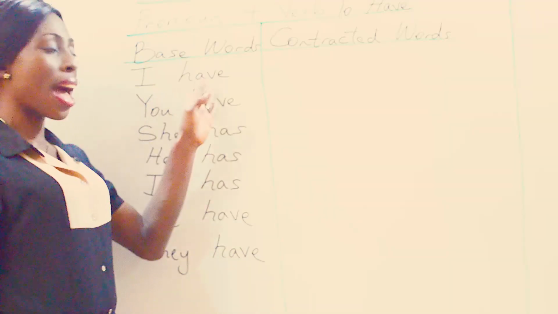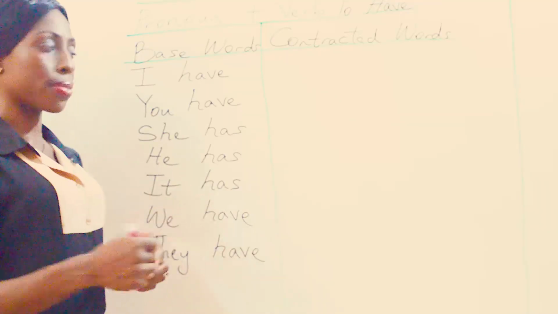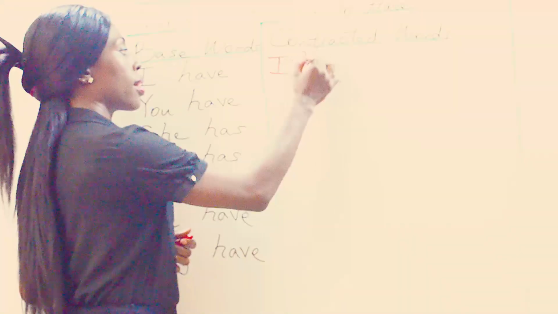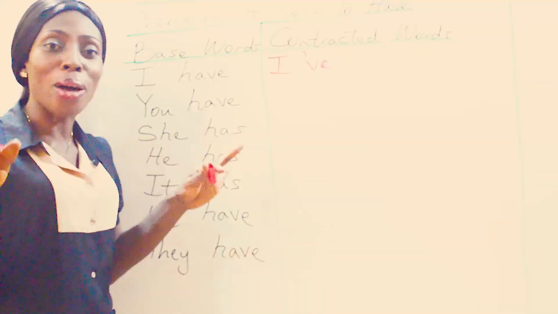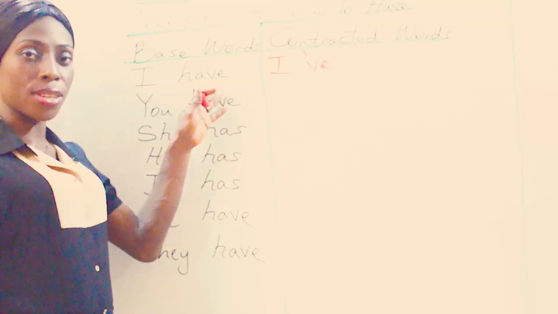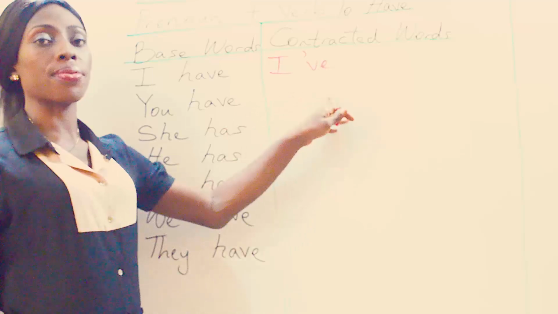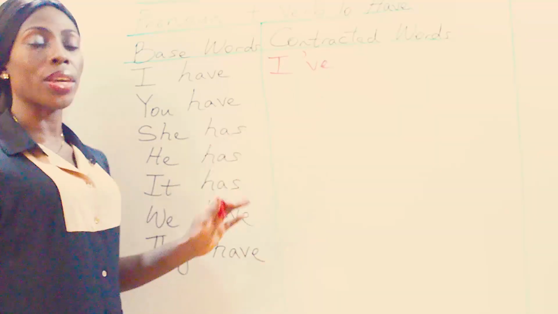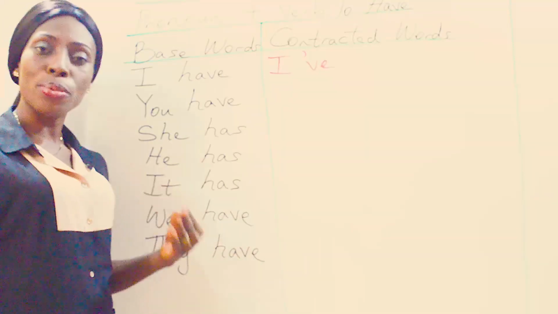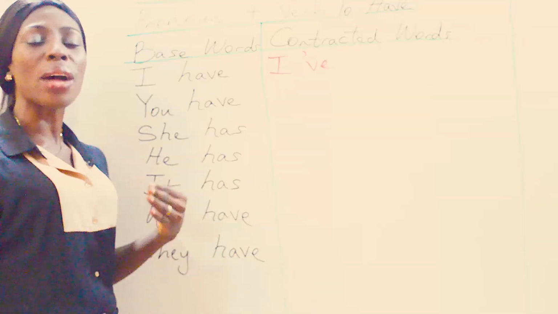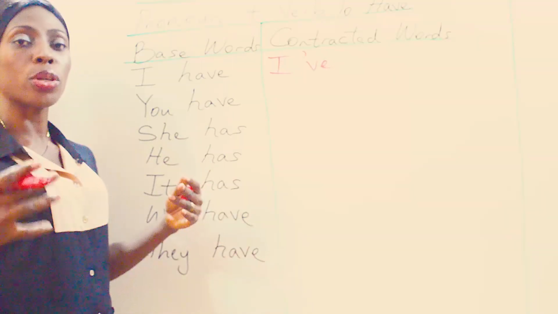I have becomes I've. Apostrophe V-E. So you find out that the H-A is out. You've shortened have to 've. So it becomes I've. Can you say it? I've. Now these are the contractions you will hear when speaking, and it's advisable you use them when speaking so you won't sound so stiff and formal in your speech. So contractions help your speech.